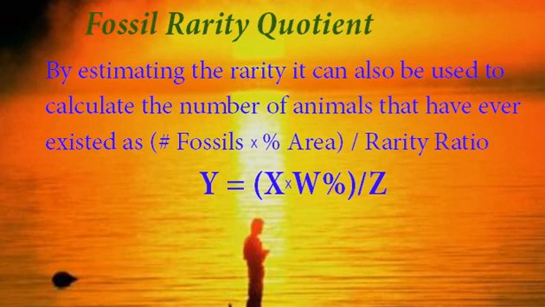By estimating the rarity, it can also be used to calculate the number of animals that have ever existed, as the number of fossils, X, times percent of area, W, divided by the rarity ratio Z.